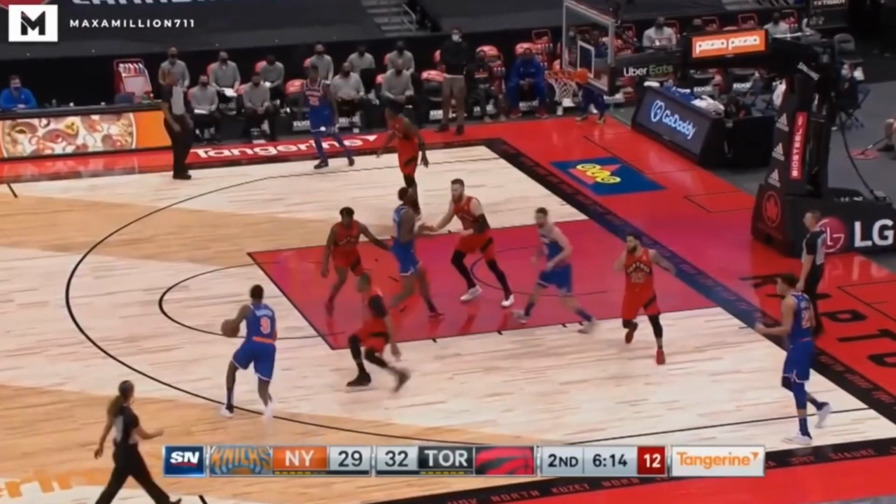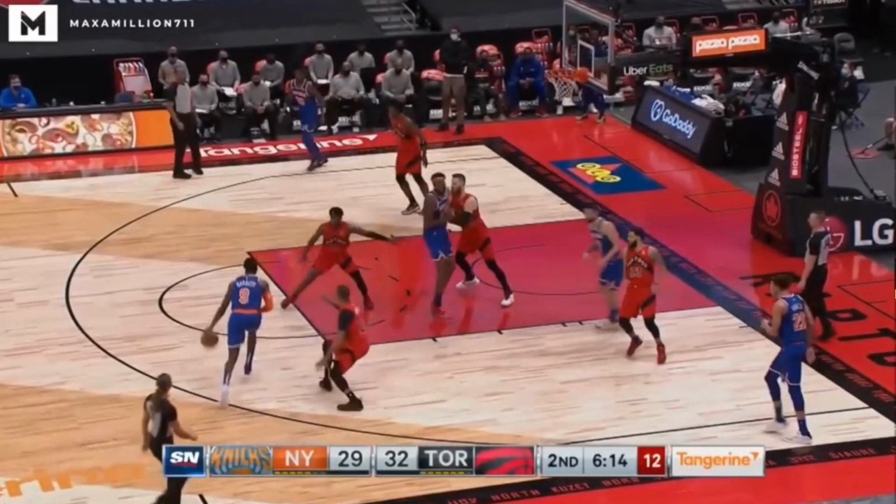Now, this is a very good move. So he has Norman Powell who is coming out to guard him, but he attacks left into Davis.